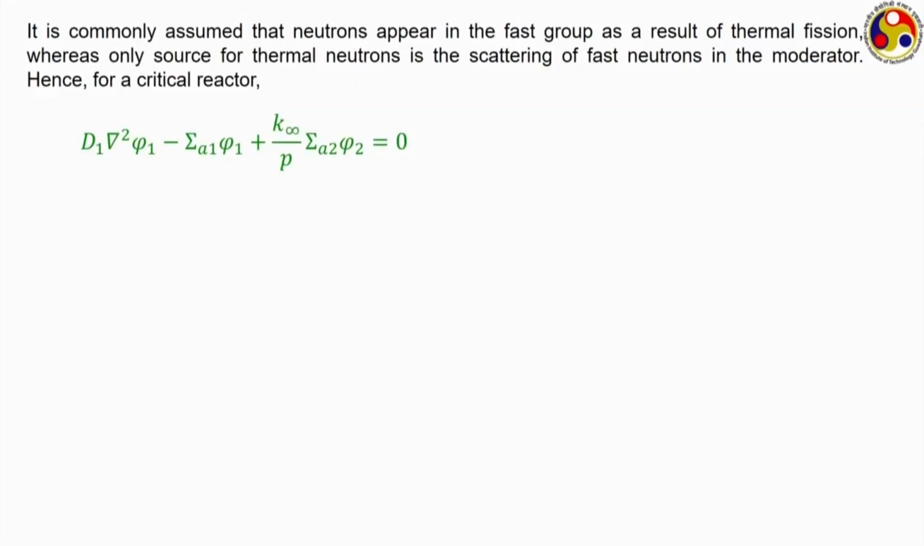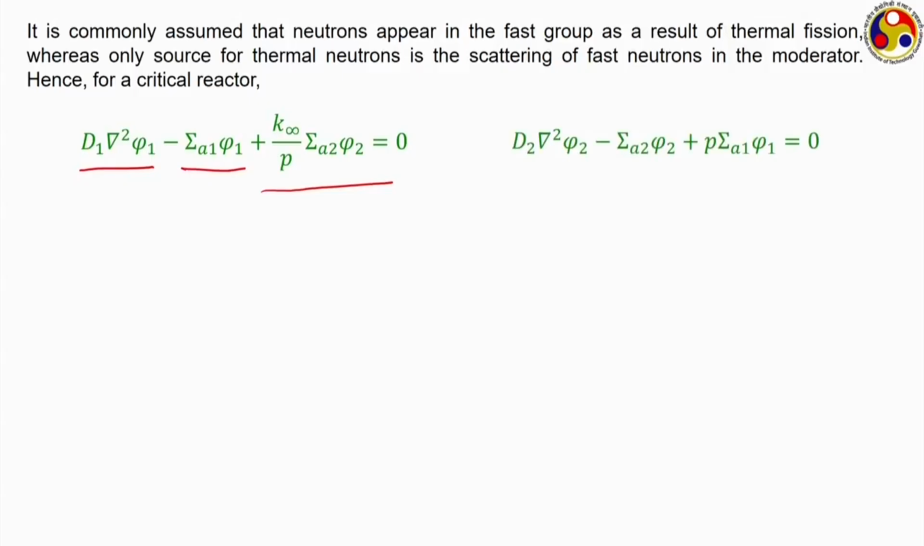So for a critical reactor we can write 2 different balance equations. This is for the first group. Here the first term is the diffusion of first group neutrons, then absorption of first group neutrons, because of which the number of neutrons will decrease, and third is the production of first group neutrons. Of course, K infinity gives you the infinite multiplication factor, and once we divide that by the resonance escape probability, this is the rate that we are going to get.